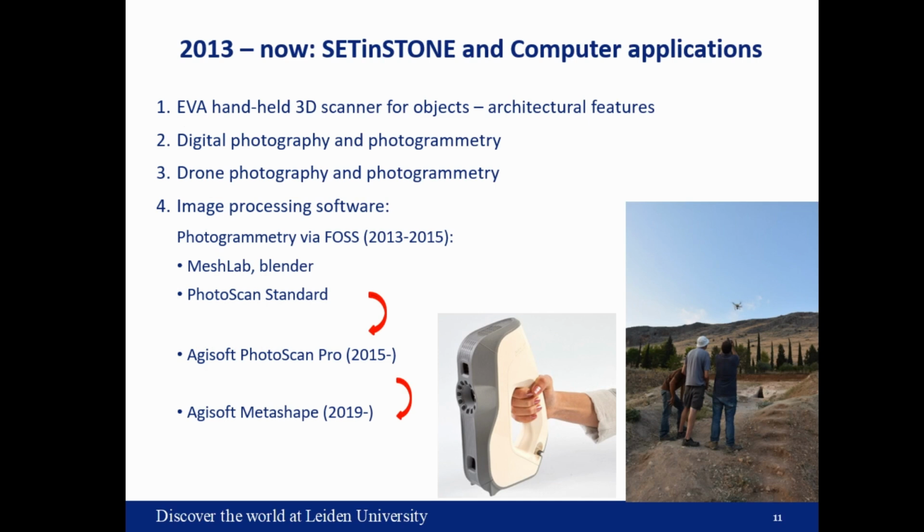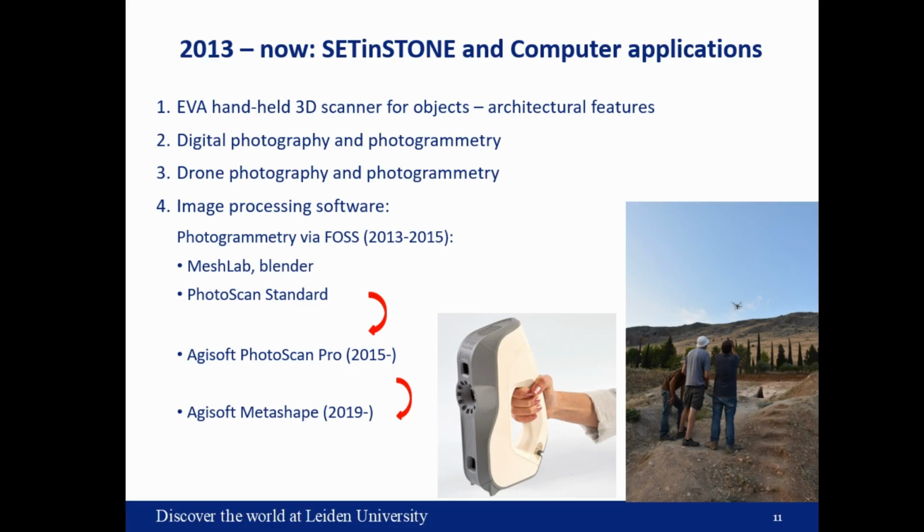It started, as I mentioned, with the colleagues of Bordeaux. We used an EVA handheld 3D scanner for objects. They were familiar with that. And we then tried to do that also on certain architectural elements within a monumental structure. The problem, of course, is you look at the tool that is used for that. This is very small. We're looking at monumental structures of several 100 meters long, several meters high. You cannot scan something in with a tool like that. So we moved very quickly to the idea of using digital photography and photogrammetry, and also drone photography and photogrammetry.